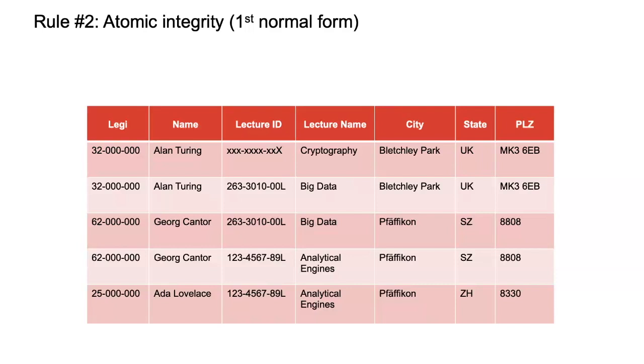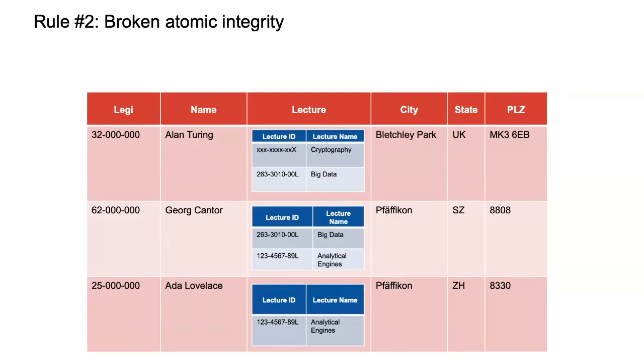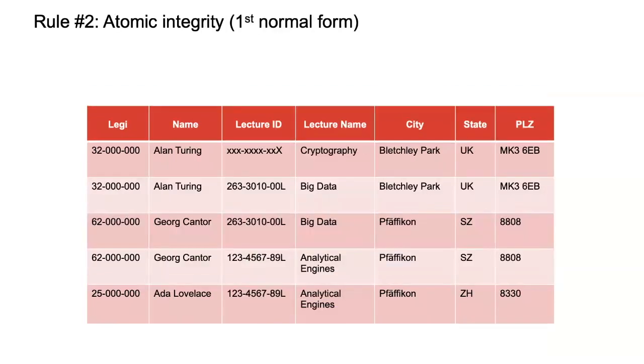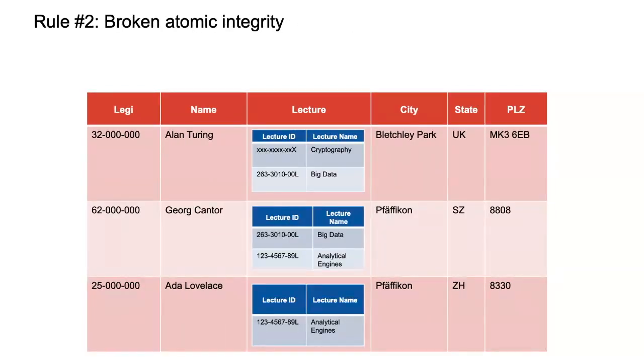Atomic integrity means that if you look at the values that are in that table, all of the values are so-called atomic values. So you can have numbers, dates, strings, and so on. But now what does it mean, atomic? Well, it's better to show you a counterexample. You see what happens here. Here, it's all atomic. And here, what do we have? We have tables in the table.